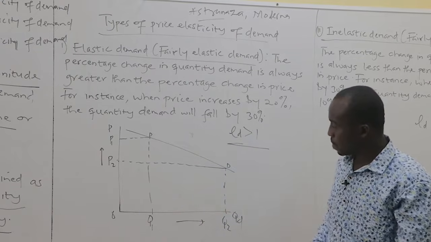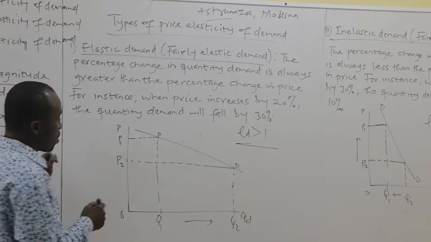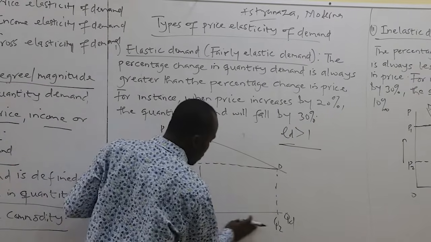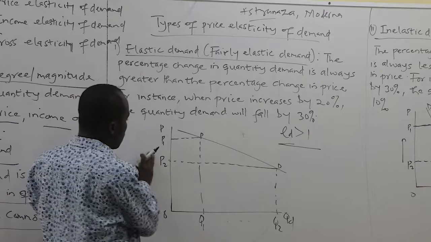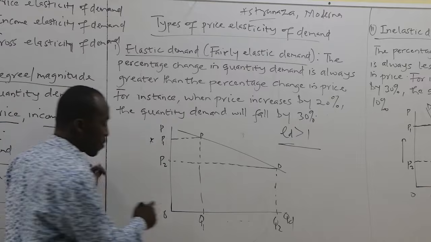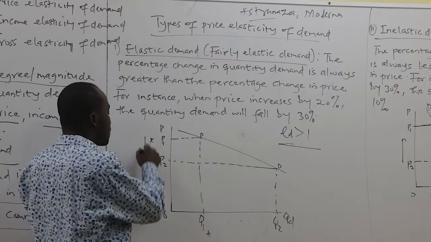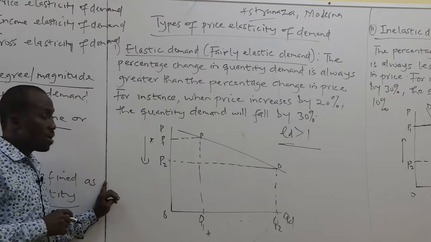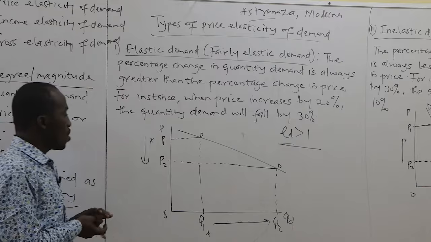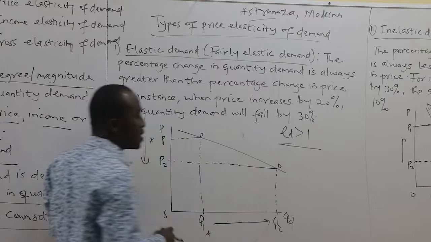What does the diagram mean? In the diagram, you see that first the price was at P1 here. At P1, the quantity demanded was Q1, and that's the demand curve. The price falls to P2. Look at it. There's a large change in demand. The price just falls by this small margin, and there is a large change in quantity demanded.